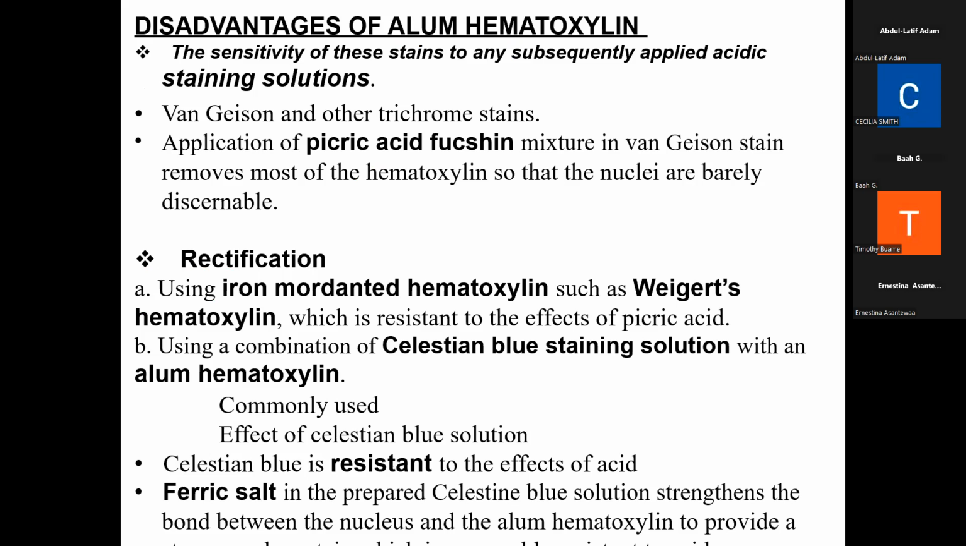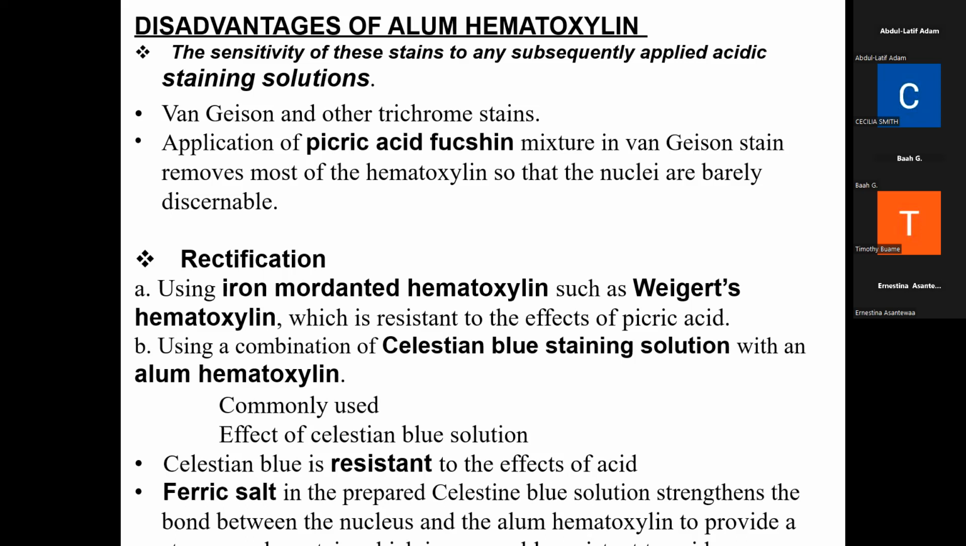So it means that when you are using alum hematoxylin and you are going to do other staining, you have to be careful. Like Van Gieson, okay. If you are using alum hematoxylin, it will not stain well. So usually you use iron hematoxylin, so you use Weigert's hematoxylin. Okay. So you don't use the normal alum hematoxylin for Van Gieson.